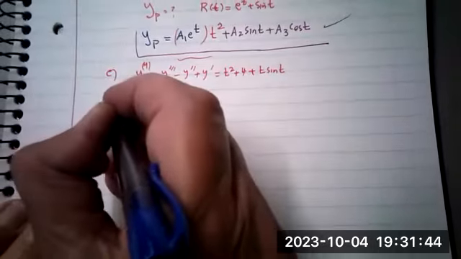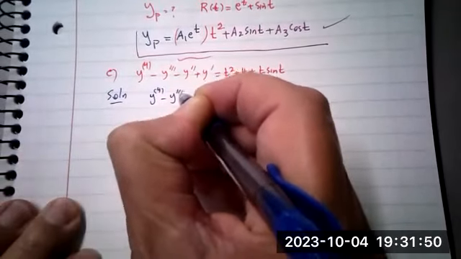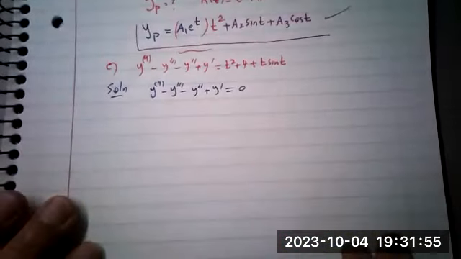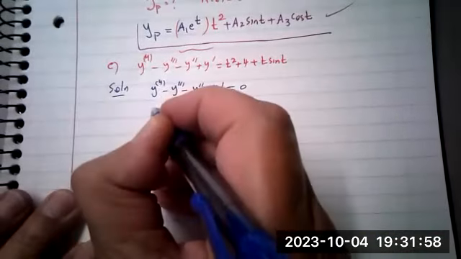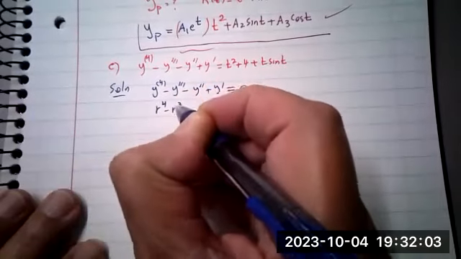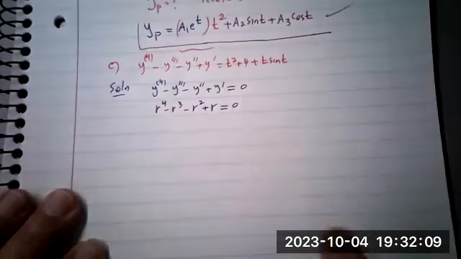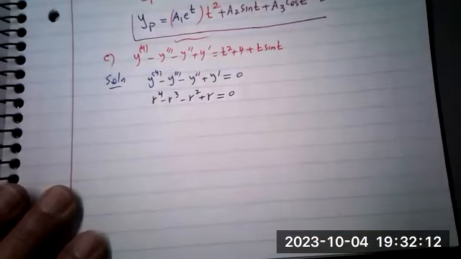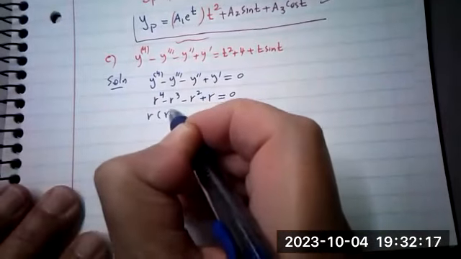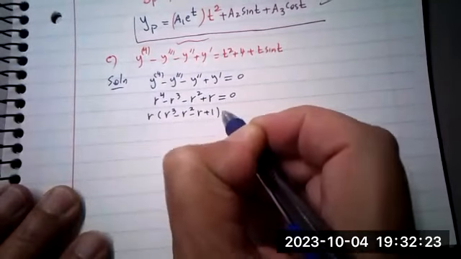Okay, so the homogeneous one first. That is the homogeneous: y fourth minus y triple prime minus y double prime plus y prime equals 0. What's the characteristic equation for this one? R to the fourth, R to the third, R squared, and R. You have to solve this equation. What are we going to do first? Factor the R out. R cubed minus R squared minus R plus 1.